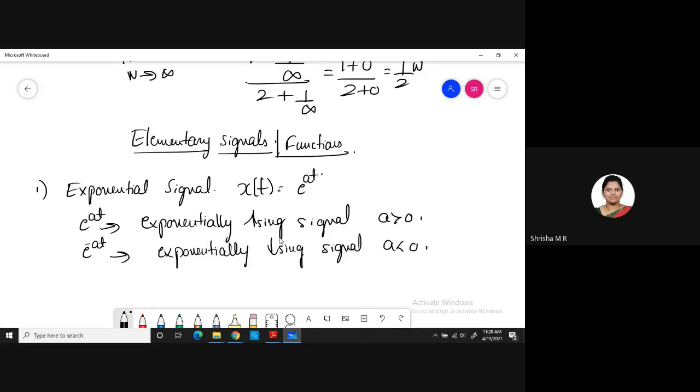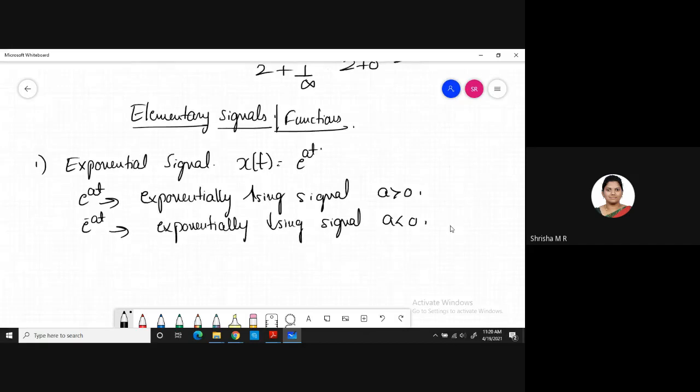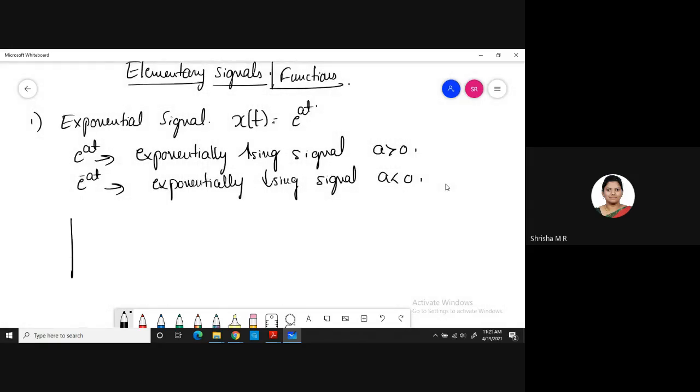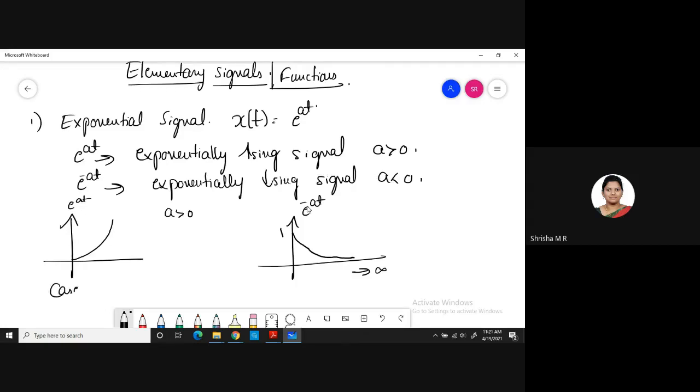Fine. So the exponential signal is represented as e power at. It's an exponentially increasing signal for a greater than 0, and an exponentially decreasing signal for a less than 0. Graphically, e power at for a greater than 0 looks something like this. And e power minus at is an exponentially decreasing signal, where a is negative. It will be something like this. It's 1 and it will become 0 at infinity. So this is case 1 and this is case 2.